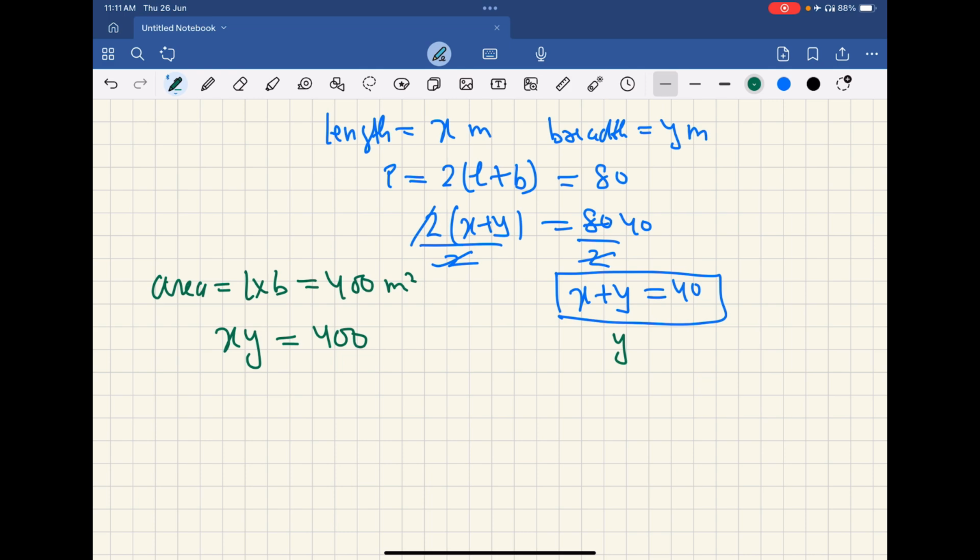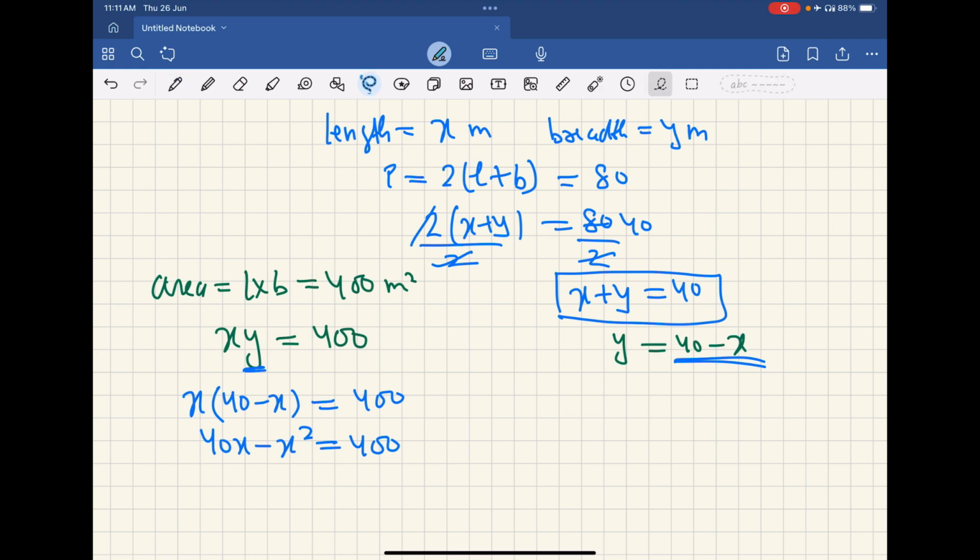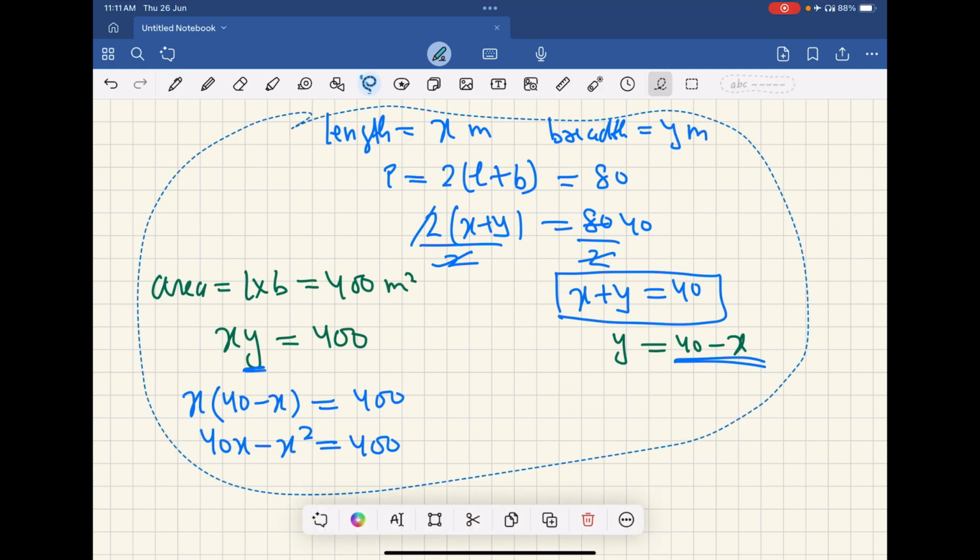अब यहाँ पे मैं कह सकता हूँ y equals 40 minus x. This value of y we will substitute here. So we are writing x into 40 minus x equals 400. X times 40 is a 40x. X into minus x is minus x square equals to 400. Now let us make the quadratic equation and try to see whether real.